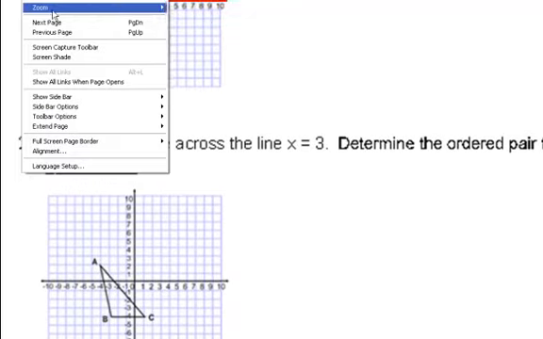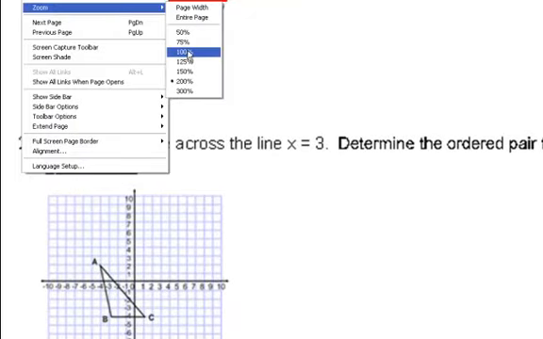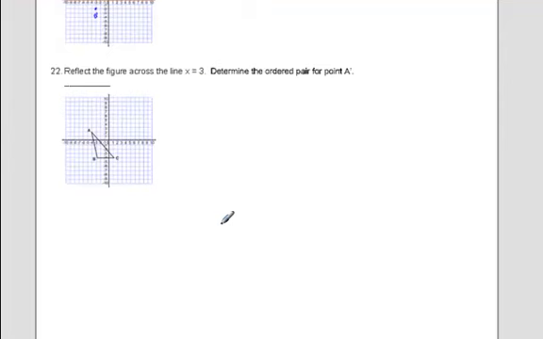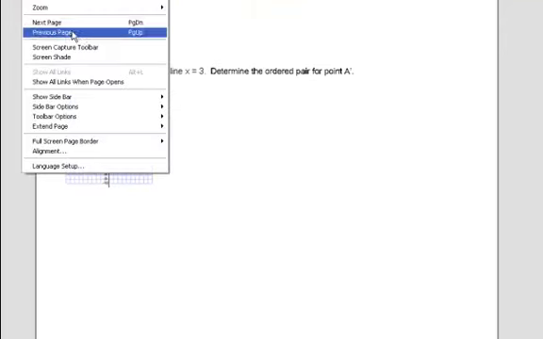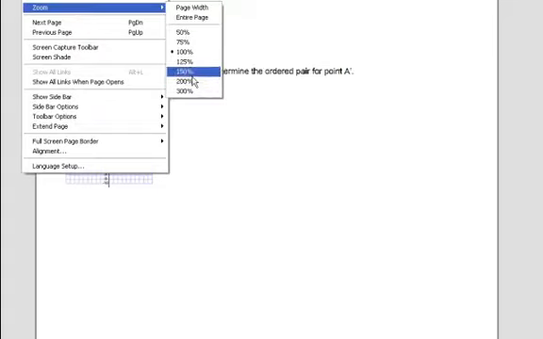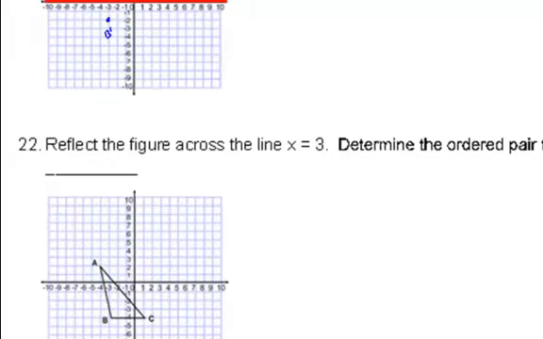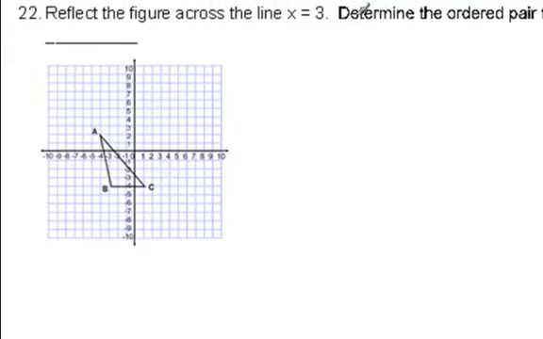Okay, it says reflect across x equals 3 and determine A prime. Okay? So x equals 3. So it crosses the x-axis at 3, right? Yeah. So it crosses the x-axis at 3, so that's right here. I wonder if some people went across right there. X equals 3 means it crosses the x-axis at 3.